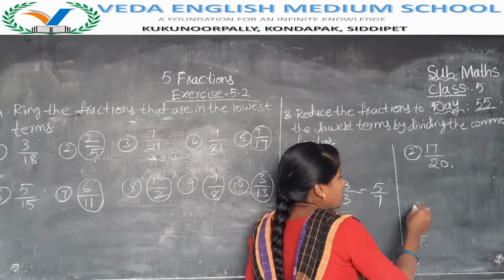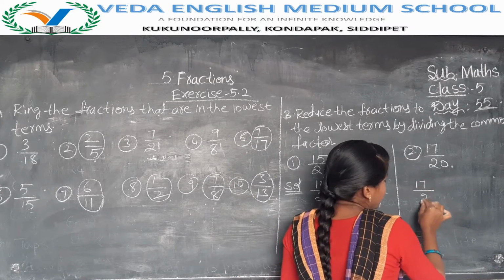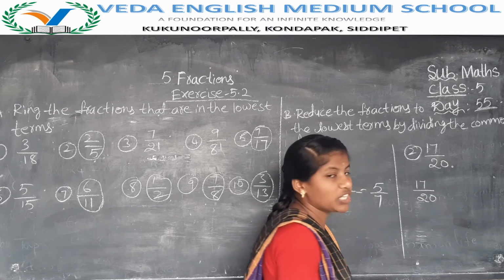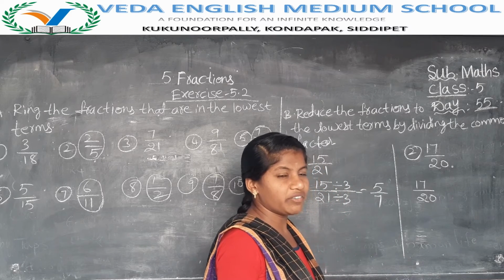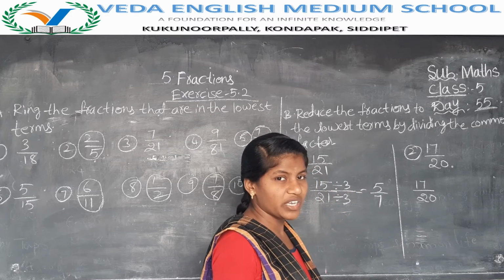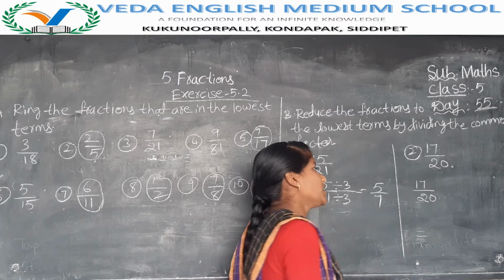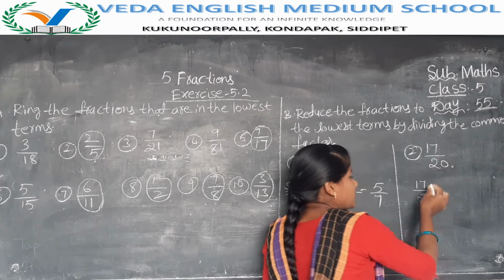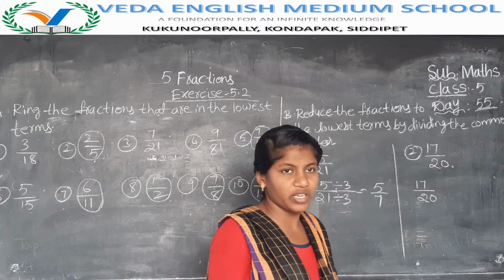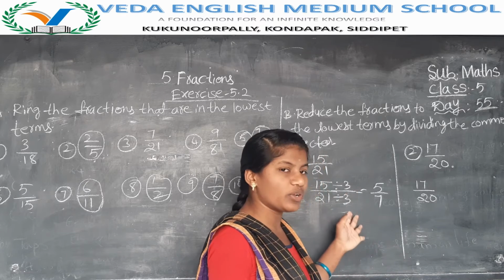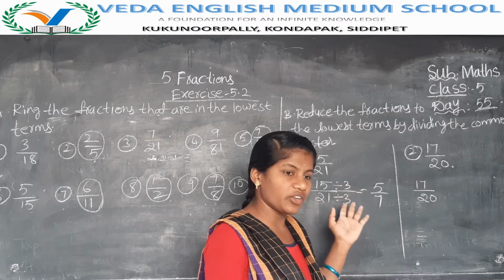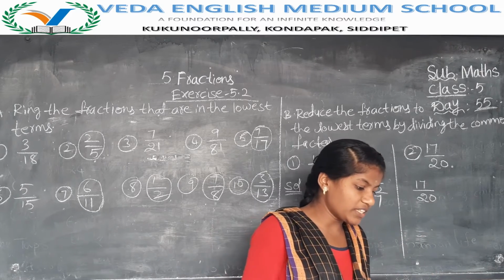Now the second one, 17 by 20. 17 and 20 are divisible by which table? Do both of them come in any one common table? No, they don't. So the lowest form of 17 by 20 is 17 by 20 only. Okay, if that is possible, then you have to do like this. If there is no possibility, then you have to leave it like that only. Then I will explain one more.